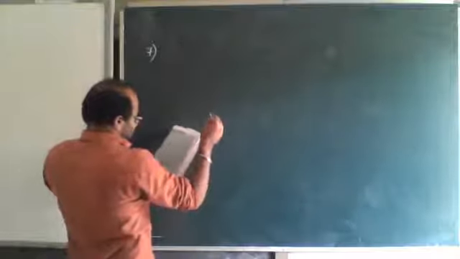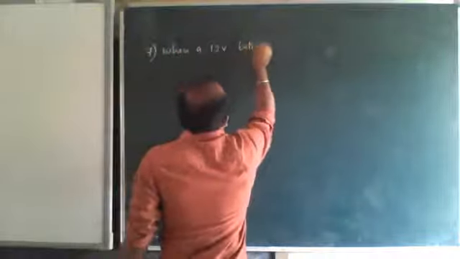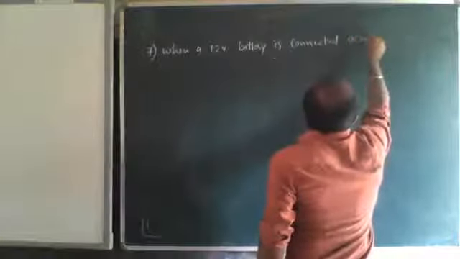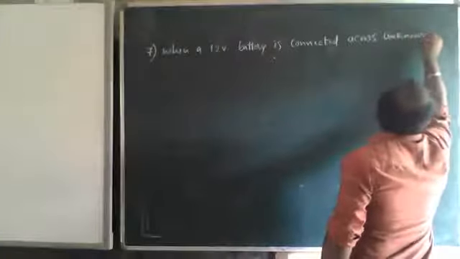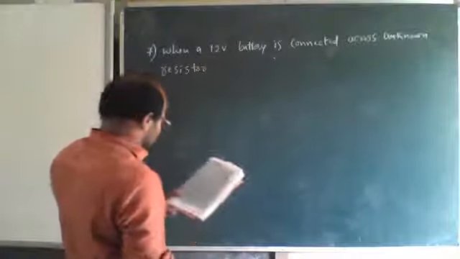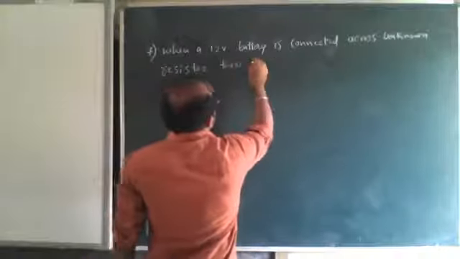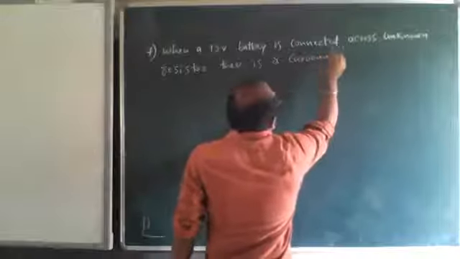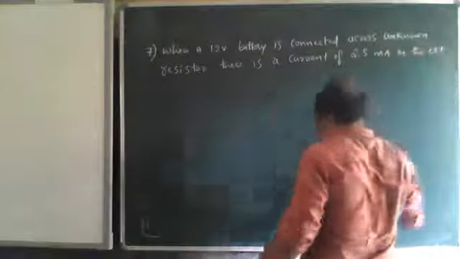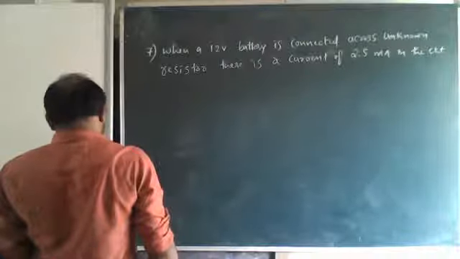When a 12 volt battery is connected across an unknown resistor, there is a current of 2.5 milliampere in the circuit. Find the value of the resistance of the resistor.